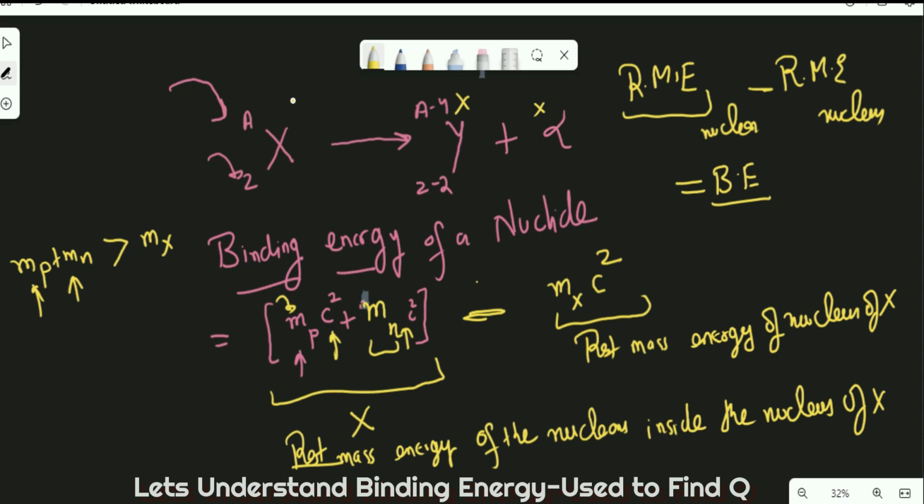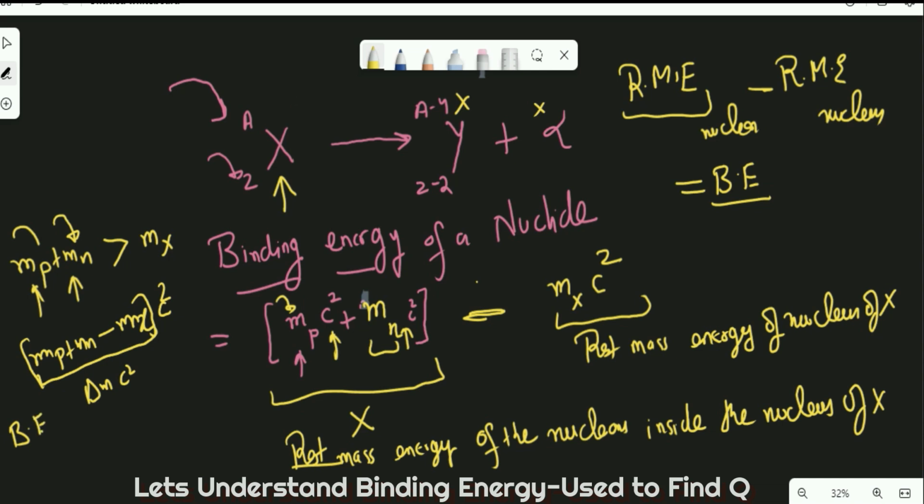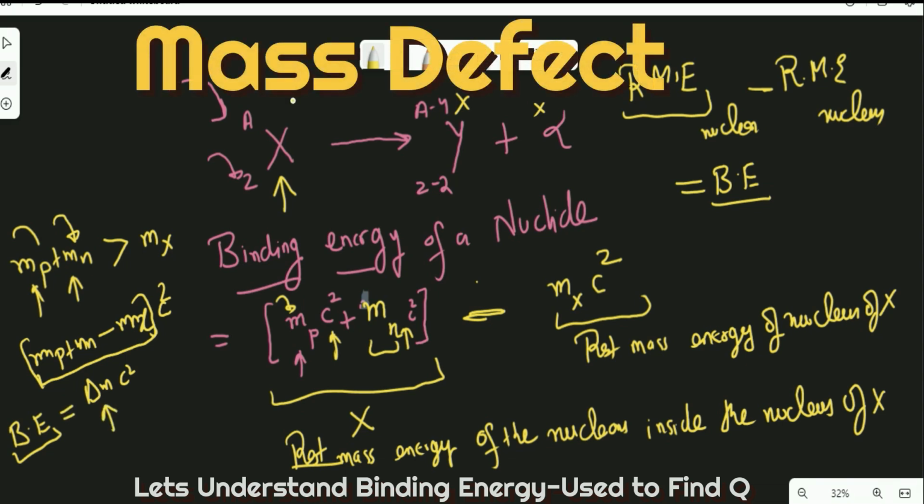mx, right? Which means this particular nuclide is stable because when the protons and neutrons came together, they lost a mass. Mp plus Mn minus Mx is the mass they lost. And if you multiply it with c square, you get delta m c square, which is the rest mass energy due to mass defect, known as the binding energy. This is called the mass defect.